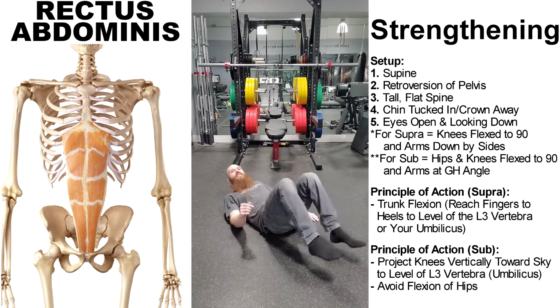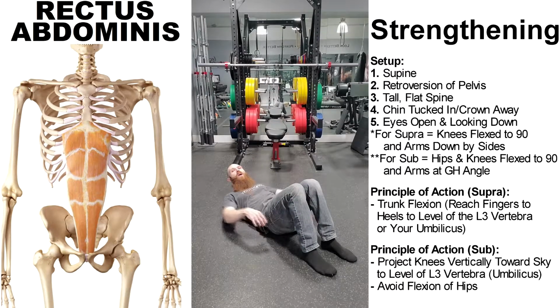We're going to go ahead, flex the knees to 90 degrees, plant the feet firmly on the floor. We want retroversion of pelvis, flat lumbar, flat thoracic, chin tucked in, crown of head away, eyes looking down between our thighs to put the dura mater under tension.